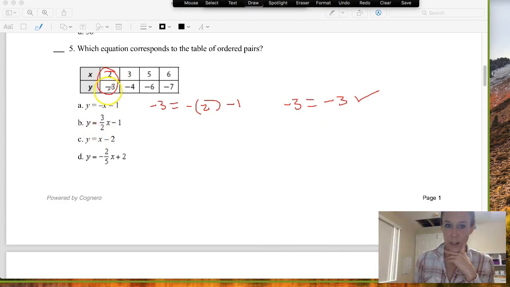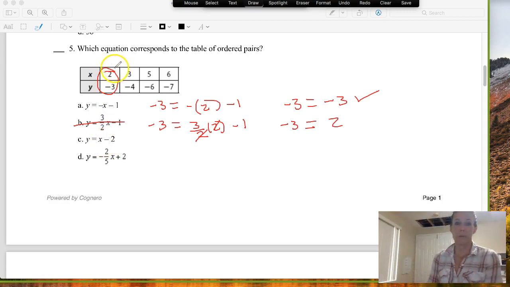Okay, see if it works for this one. Plug in 2 for x and negative 3 for y. We're going to go negative 3 equals 3 halves. We plug in 2 for x, then subtract 1. Well, 3 halves times 2, the 2 on the numerator and the 2 on the denominator cancel, and I'm just left with 3. So this would look like negative 3 equals 3 minus 1, and 3 minus 1 is 2. So it's not this one. The first point doesn't even work in that one.